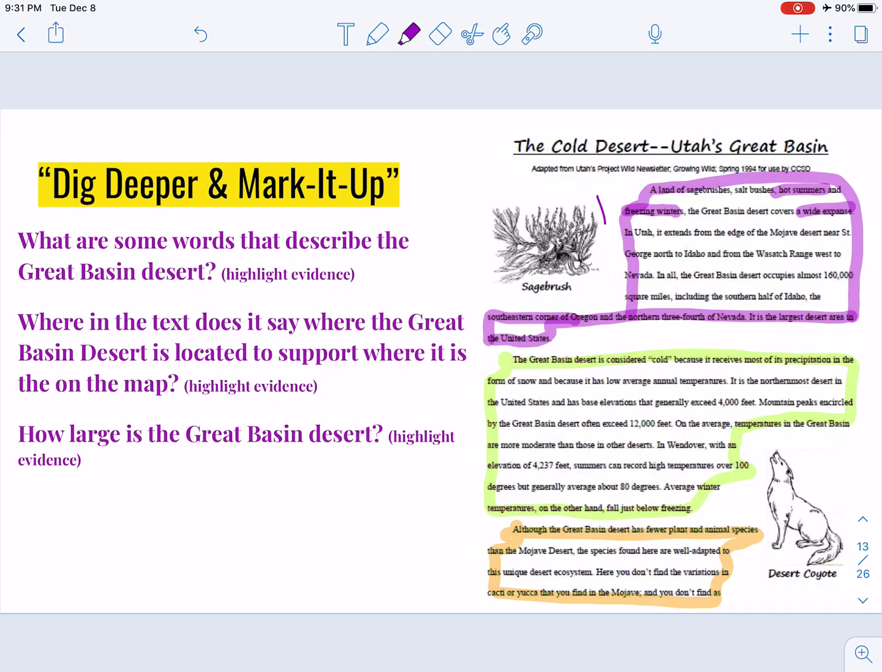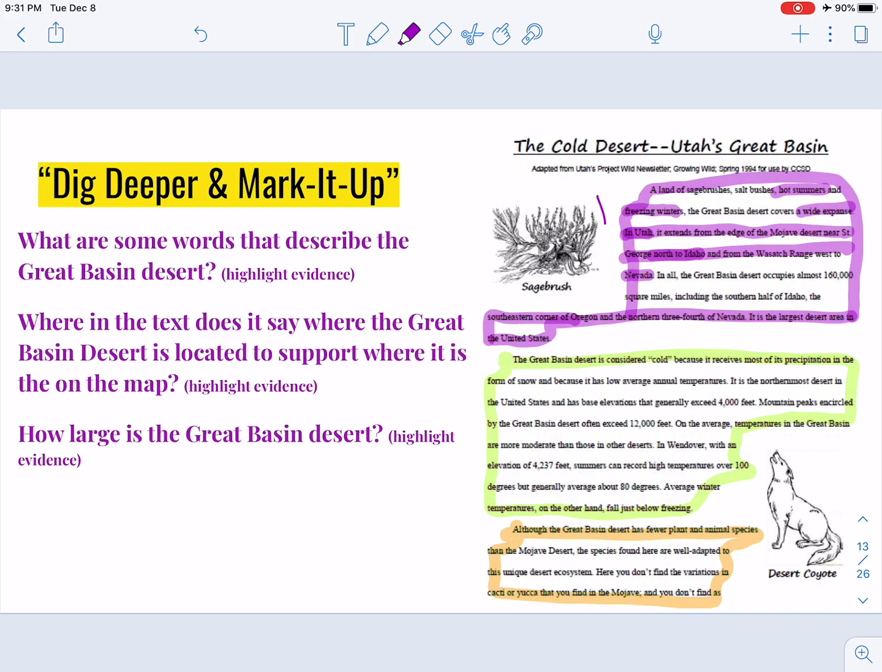Now, our next question says, where in the text does it say that the Great Basin Desert is located to support what we saw on the map? What do you think? In the map, we talked about that it was in Utah, north to Idaho, all the way to Nevada. So this area here talks about our map.